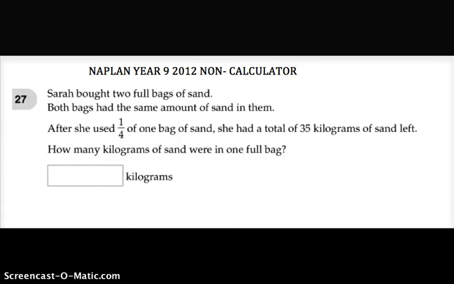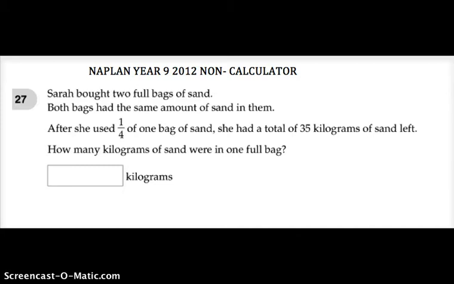Okay, this is the 2012 paper, question 27. Sarah bought 2 full bags of sand. Both bags had the same amount of sand in them. After she used 1/4 of one sand bag, she had a total of 35 kilograms of sand left. How many kilograms of sand were in 1 full bag? You can pause the video and attempt the question.